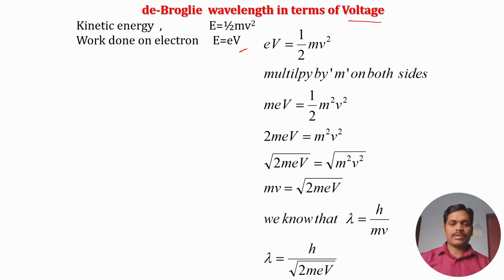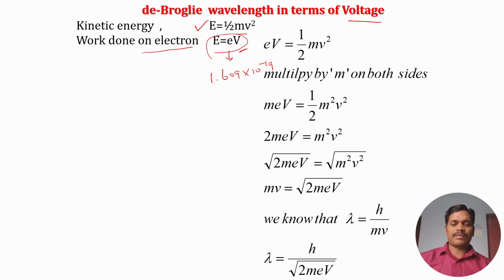acquire kinetic energy. As we discussed earlier, the kinetic energy equation is half mv square, and it is acquired because of the external energy given, so that the work done on the electron is equal to e into V, where e is the magnitude of the charge of an electron. As we all know, it is 1.609 into 10 power minus 19, and V is the voltage you applied or the potential difference you have applied. So equating, e into V equals half mv square.